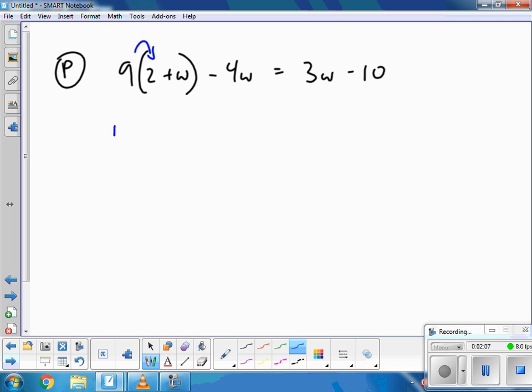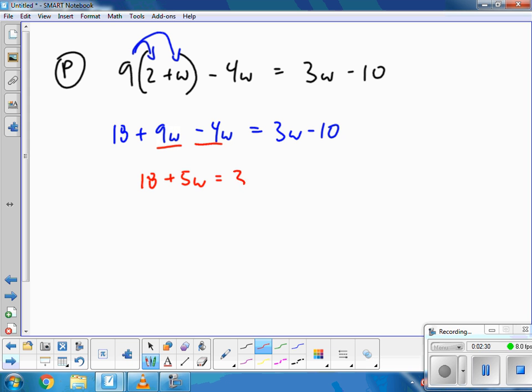So 9 times 2 is 18. 9 times w is 9w. And I have a minus 4w equals 3w minus 10. So I have a 9w minus a 4w, which leaves me with positive 5w on this side, because I took my 9 and my 4 and brought those w's together.